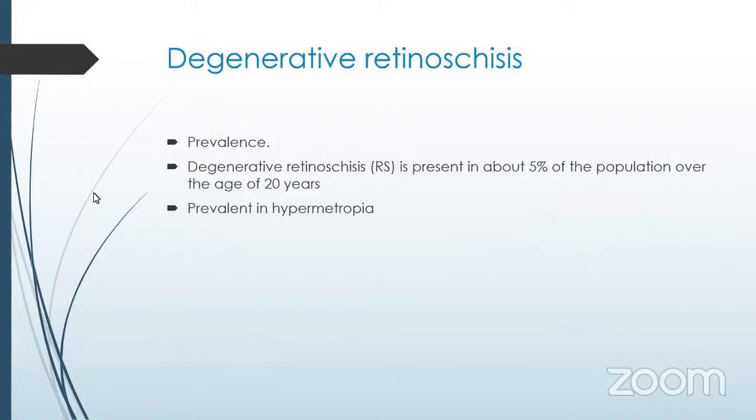Next comes degenerative retinoschisis. Prevalence: degenerative retinoschisis is present in about 5% of the population over the age of 20 years, and is most commonly prevalent in hypermetropia.